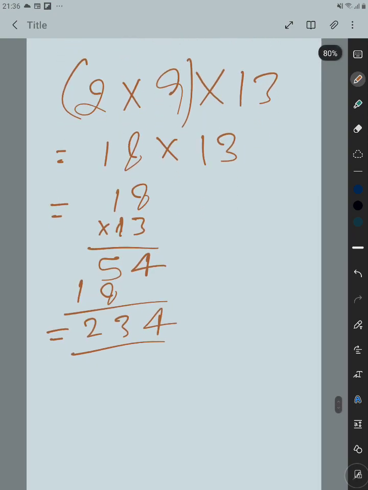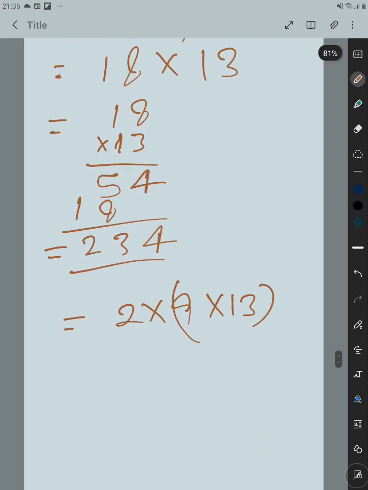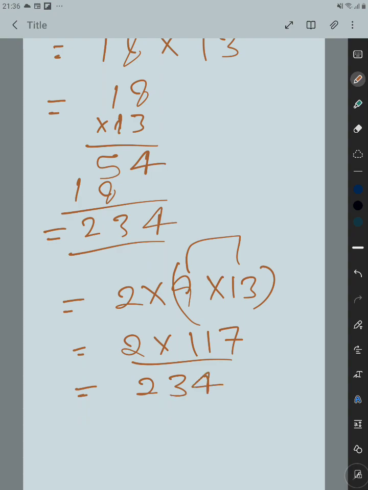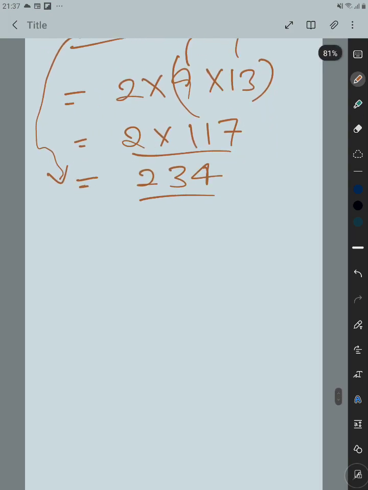Now let's change the association and make it 2 multiplied by 9 multiplied by 13. This is the original question. Now you associate these two, so this will be 2 multiplied by 117. This multiplication is 117. So if you multiply these two, you will get 234. So the answers that you are getting here are same. So whatever example you take, you will get the same answer for the multiplication.